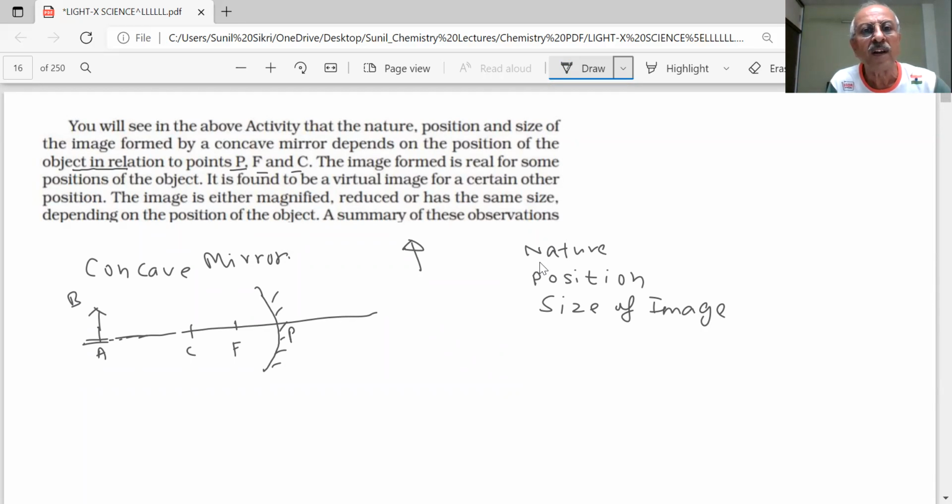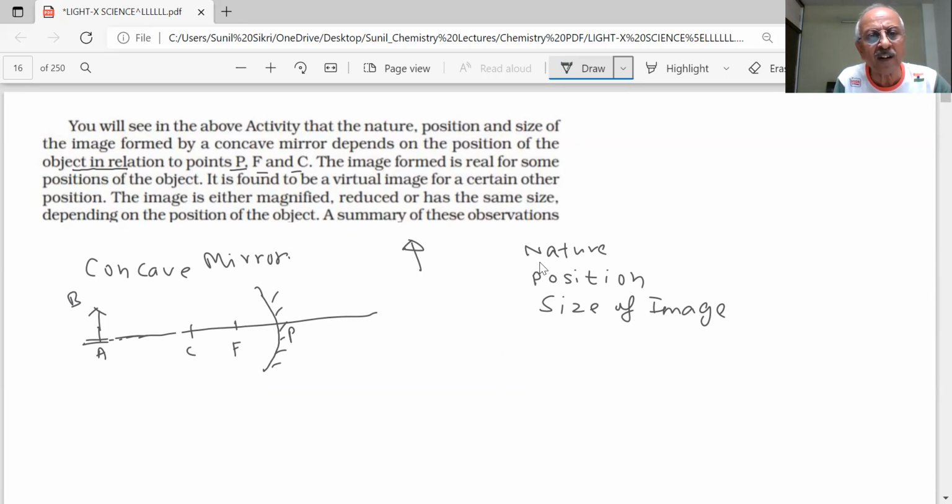This is the pole. The activity which we told you in the last slide, where you can use a candle and put it before the concave mirror, and you can change the position of the candle and use a paper as a screen to find where the image is formed. What you will observe, students, is that the position of the image and size of the image depend on the position of the object.